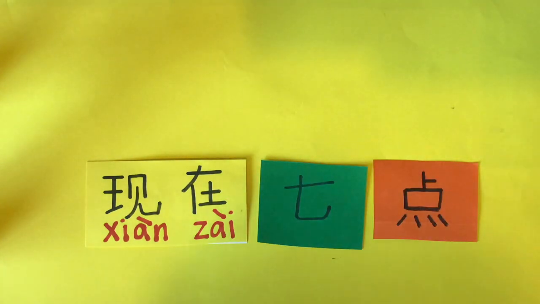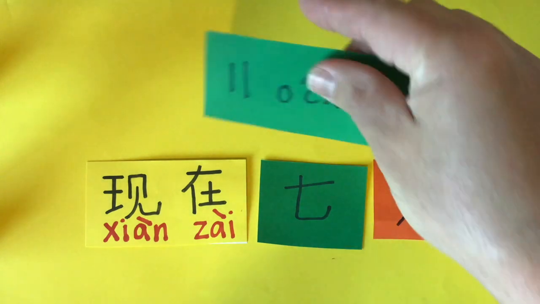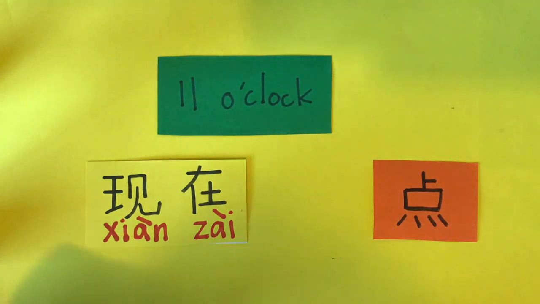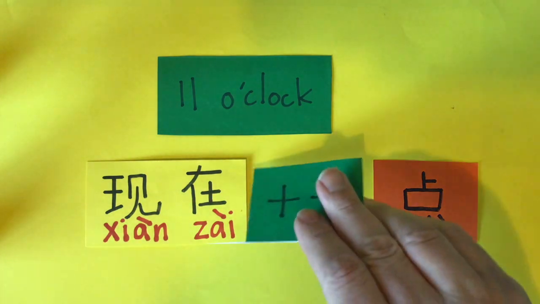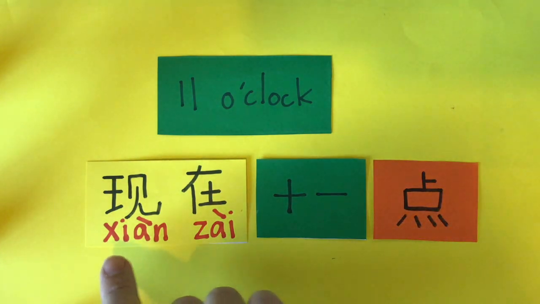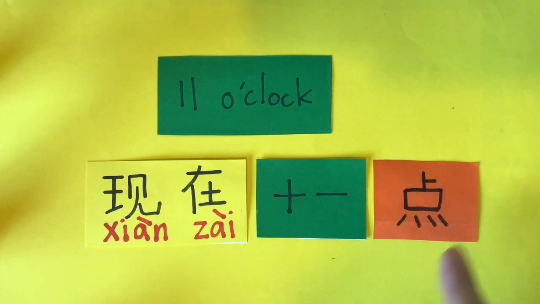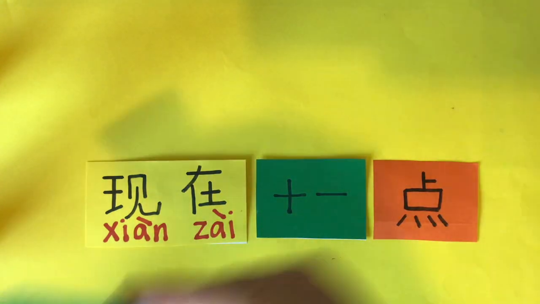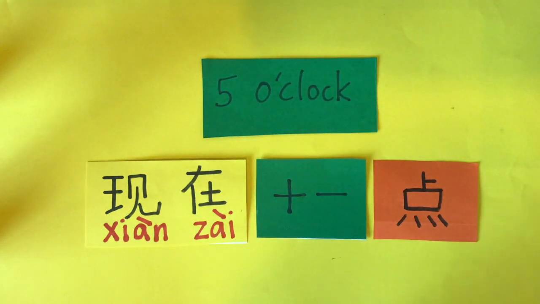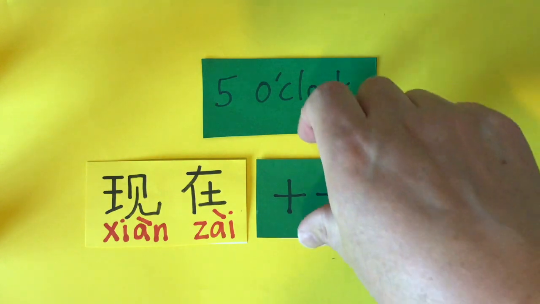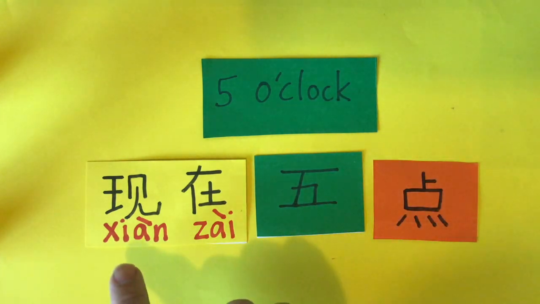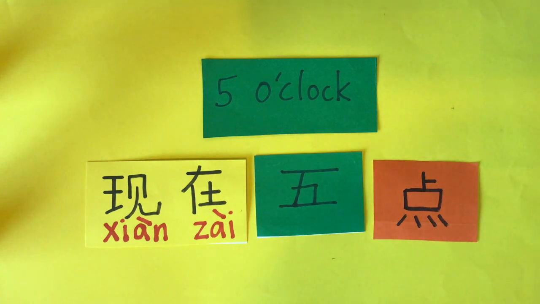Let's change the time. What if we had this one? What do we need? Get rid of 七. Did you guess this one? Here we are. 现在11点. 11 o'clock. So right now it's 11 o'clock. Change the time. Second last one. 现在, it's not 11 anymore. That's the one. 现在5点. You got that one right?